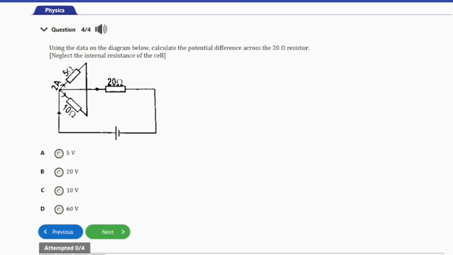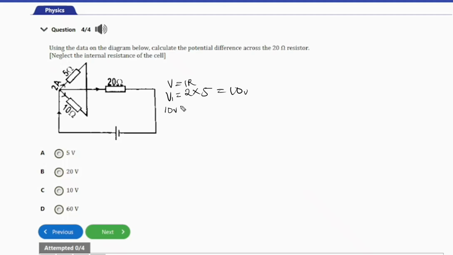Now, for us to calculate the potential difference across the 20 ohm resistor, first of all, we'll calculate the potential difference across the 5 ohm resistor using V = IR. So here, V1, which is the voltage across the 5 ohm resistor, will be 2, which is the current, times 5, which is the resistance, and that's 10. So V1 is 10 volts.